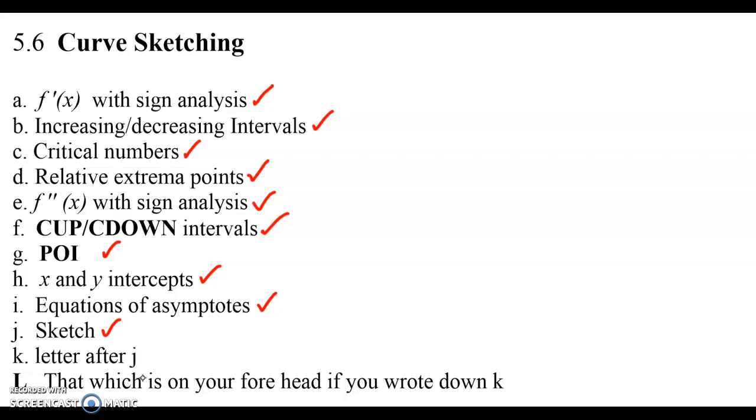And then, some smart aleck teacher, I'm assuming, actually I know, Mr. Thomas about 8 or 9 years ago when he made this: K is the letter after J, and L is the letter that is on your forehead. If you wrote down K, funny guy. Okay, so those steps A to J.